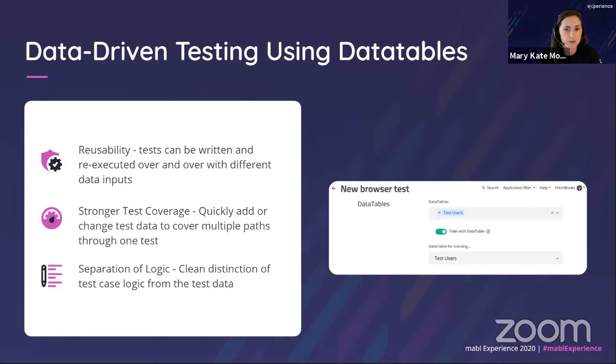One, it's reusable. So tests can be written once and executed over and over by simply changing or iterating on the data inputs. It also allows for stronger test coverage because you can quickly add or change your input data to cover different paths throughout a single test. And another thing that makes it so useful is that it really allows for a clean separation between your test case logic and your test data. So we'll further unpack data tables and how to use them now.